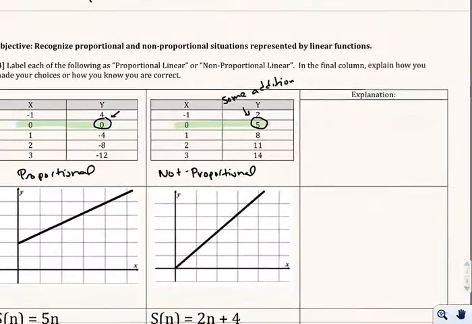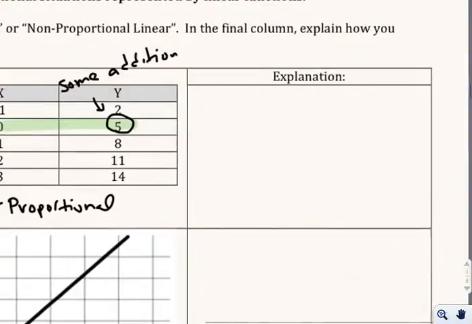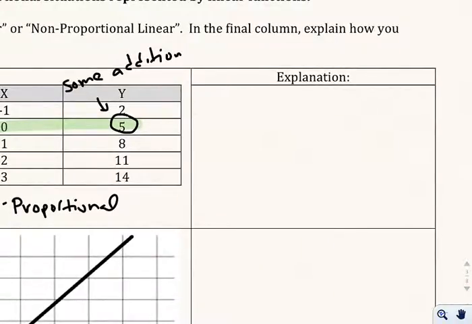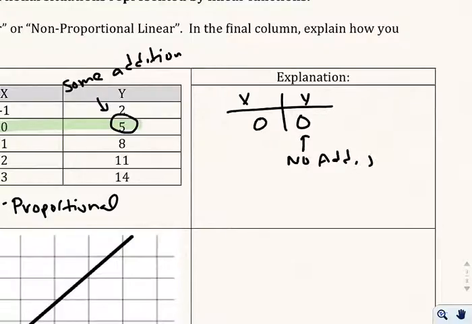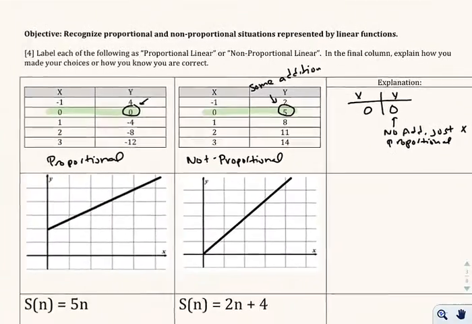Okay? And that's really what you can explain over and to the right. If we look at our table, x, y, 0 to 0, there's going to be no addition, just multiplication, and therefore it's going to be proportional. And of course, the opposite is true for the non-proportional table.